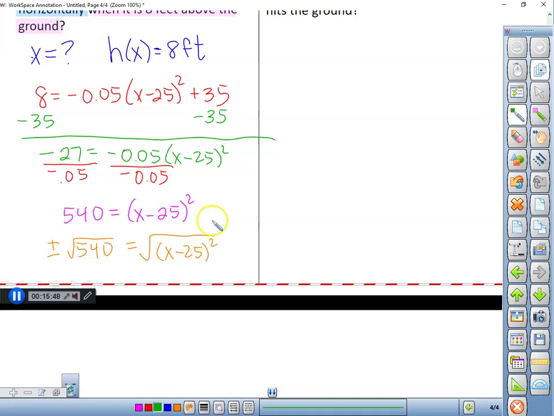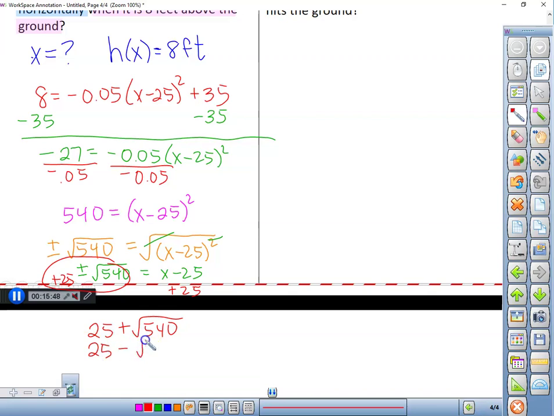So our square and square root cancel over here. This will be x minus 25. Over here we still have positive and negative square root of 540. Then we're going to undo the subtraction and add 25 to both sides. And this part's going to become 25 plus the square root of 540, and separately 25 minus the square root of 540. And each of those is equal to an x value.